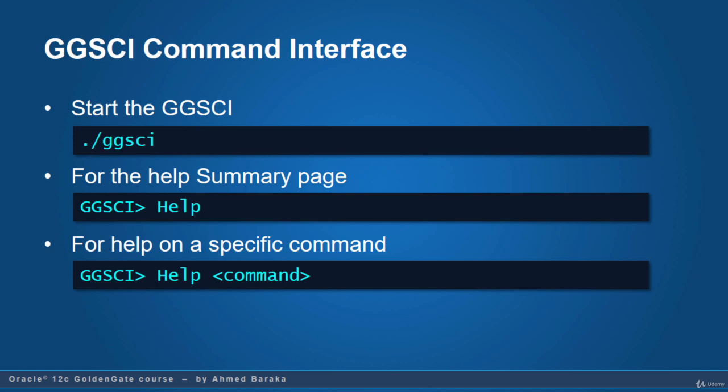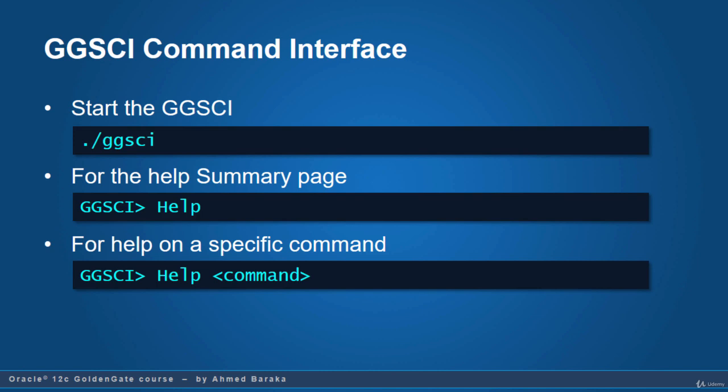GoldenGate is shipped with a command prompt utility called GGSCI. GGSCI is probably the most common interface to administer Oracle GoldenGate. It is also the interface that you're gonna use in all the lectures in this course. To start the utility, you just go to the GoldenGate home directory and issue the command GGSCI.